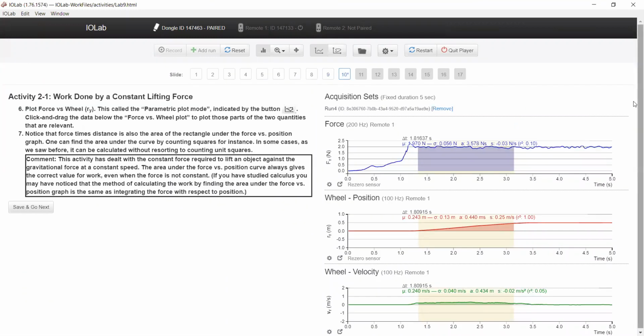In the next slide, they want us to give the plot for force versus the wheel. Okay, if you see here, from the time around 1.5 to 3, the force is constant when the position is increasing. So they want us to plot force versus wheel, using this symbol, the parametric plot, and click and drag the data below, force versus wheel plots, to the relevant quantities. Force times distance is also the area of the rectangle under the curve.